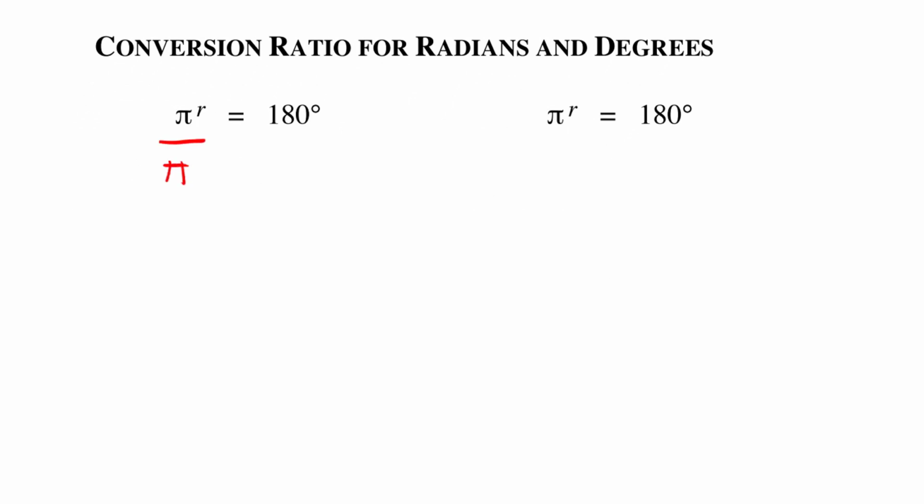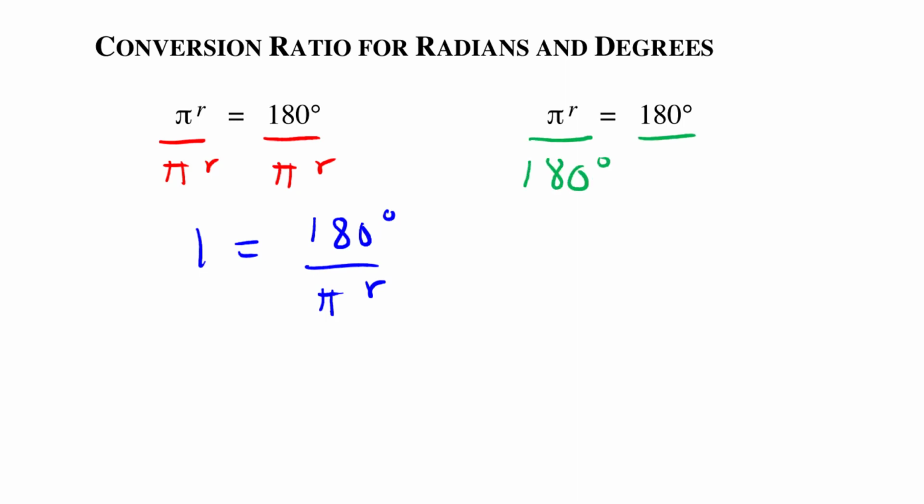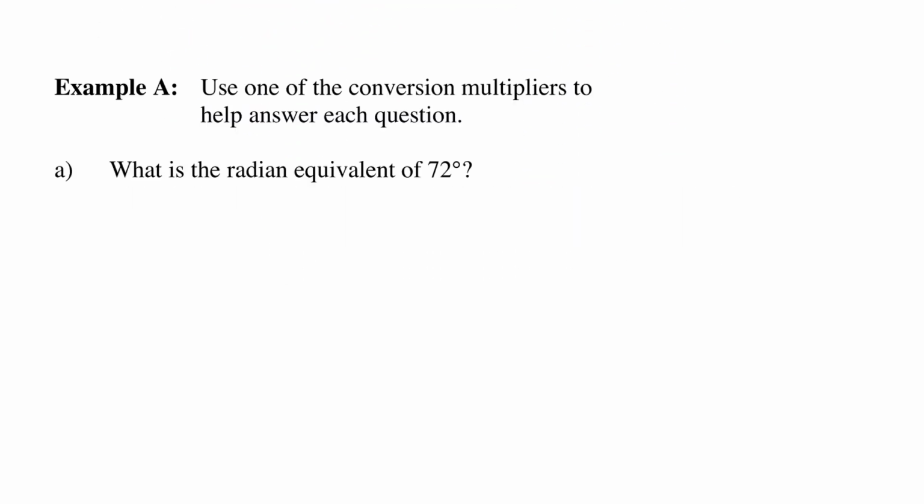Here we have what we just learned, that pi radians is equal to 180 degrees. And as an equation, we can divide each side by pi radians to discover that 1 equals 180 degrees over pi radians. We can use this as a conversion multiplier between degrees and radians. Another option, we're doing this same setup, but this time we're dividing by 180 degrees, and that gives us a different ratio for converting between radians and degrees. Which one should we use? Well, that all depends upon what we're given and what we're asked for.